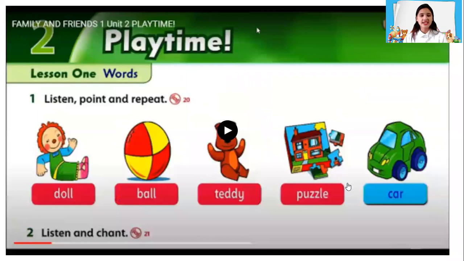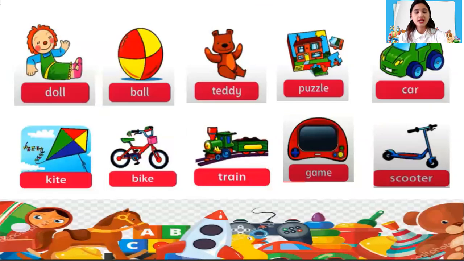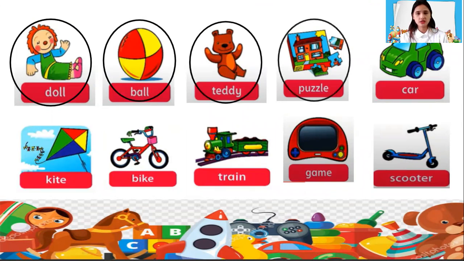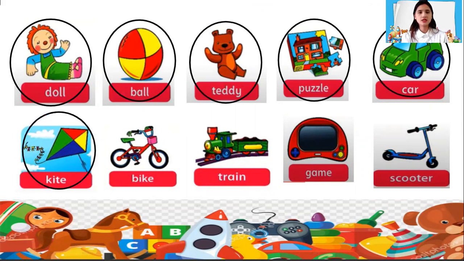Okay, now, kids, please say the words after me. Okay, ready? Good. Please say doll. One more time. Doll. Very good. Next. Ball. One more. Ball. Next. Teddy. One more time. Teddy. Next. Puzzle. One more. Puzzle. Next. Car. One more. Car. Next. Kite.